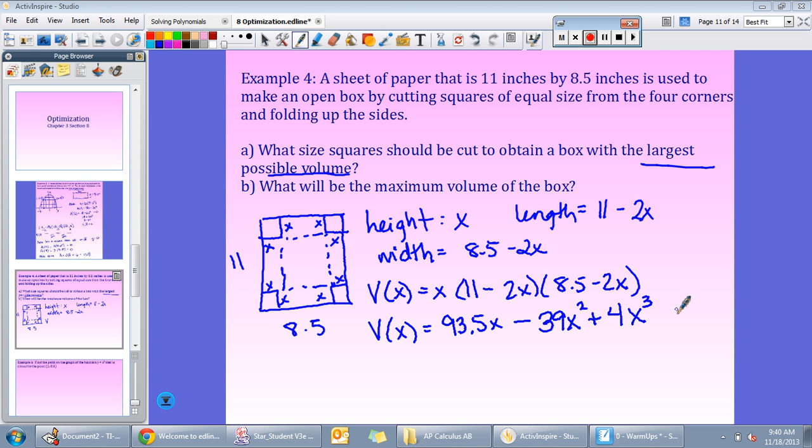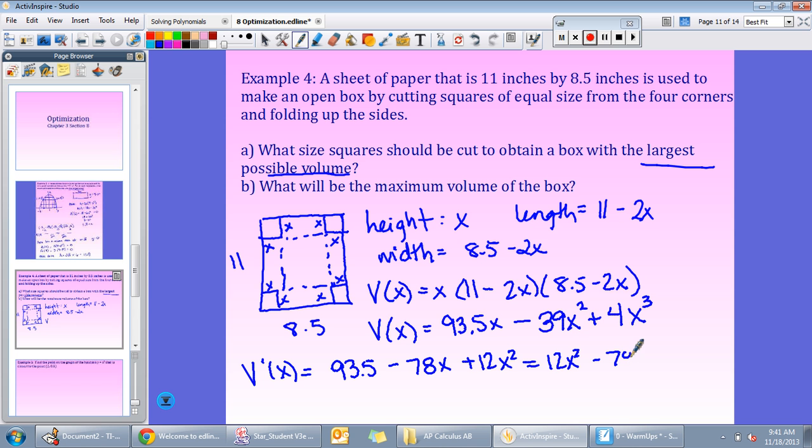Once you have your volume equation and you want to optimize it, we need to take the derivative and find the critical values by setting the derivative equal to 0 and solving for x. So we're going to do V prime of x equals 93.5 minus 78x plus 12x squared, and I'm going to rewrite it just to make it look more like what we're used to.